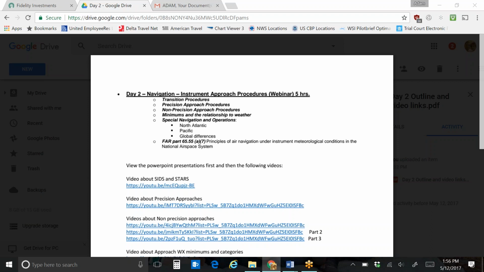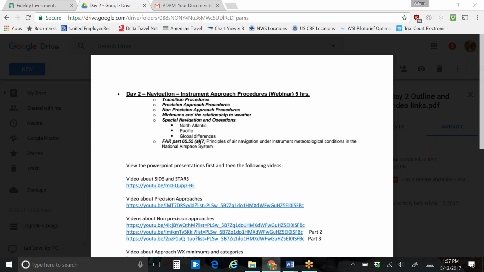You're going to see the different categories of approaches, such as straight in, circling, and then you're also going to see different categories of airplane, which would be A, B, C, and D. The category A, B, C, and D is all based off of how fast an aircraft is going when it's landing. So every airplane falls into a landing category.